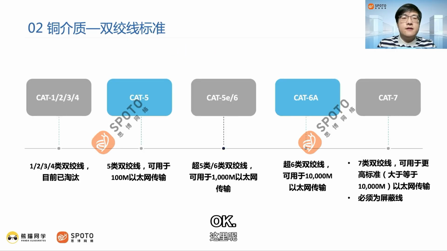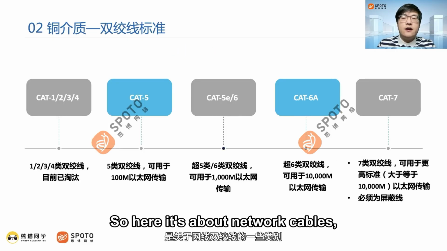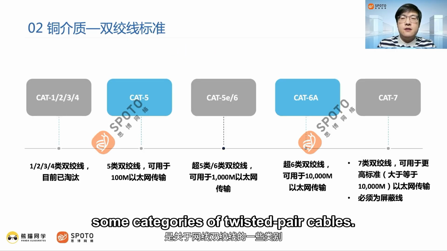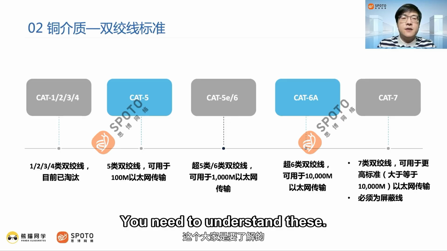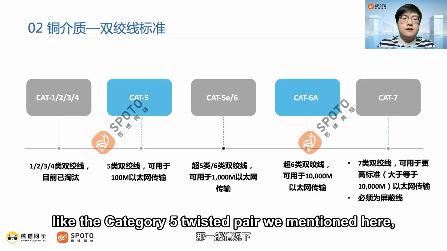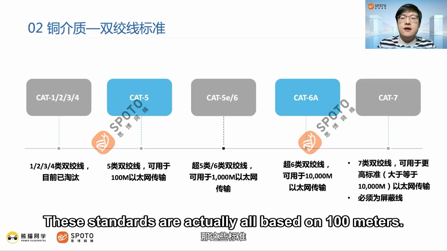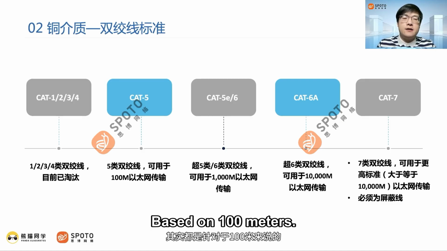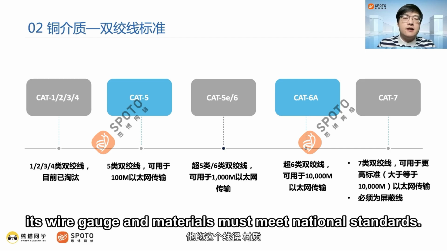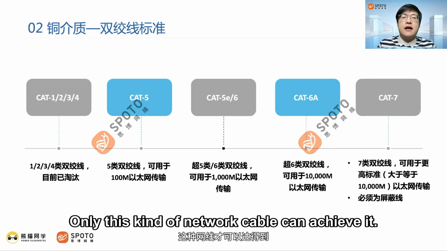Okay. So here it's about network cables. Some categories of twisted pair cables. You need to understand these. Generally speaking, like the Category 5 twisted pair we mentioned here, it's used for 100 megabits per second Ethernet transmission. Right? These standards are actually all based on 100 meters, and also, its wire gauge and materials must meet national standards. Only this kind of network cable can achieve it.